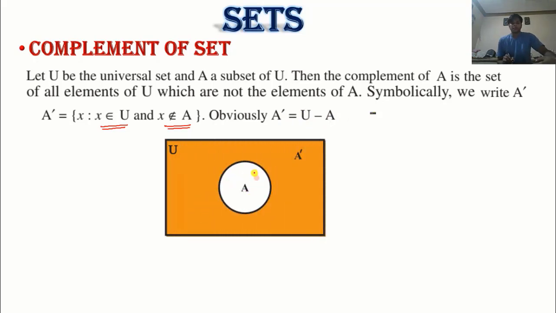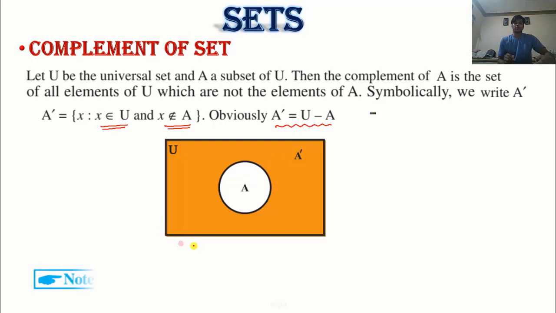You can see this is our set A. A dash means except the elements of A, whatever elements are present in U, that you consider. So you get this portion as A dash, the yellow colored region. That is your A dash. From the whole universal set, if you subtract the portion of A, then you get A dash. So that's why you can say A dash equals U minus A. We have to remember this one: A dash equals U minus A.